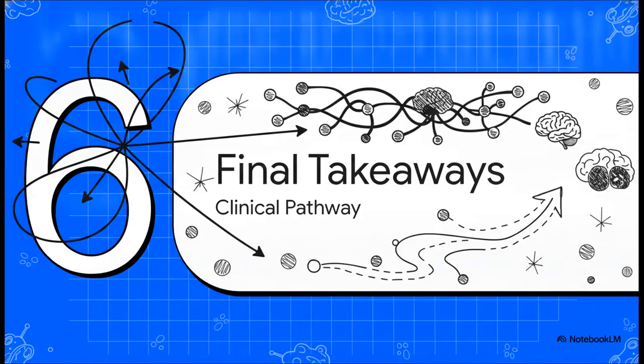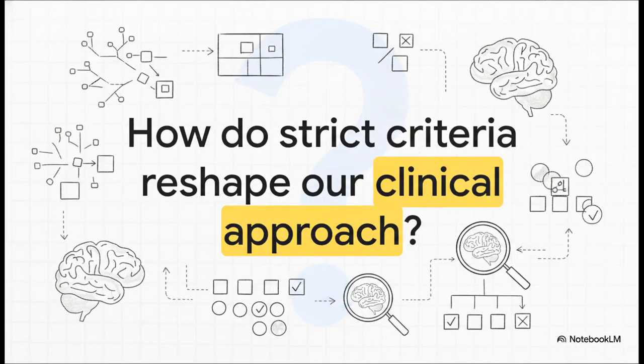Section 6. Final takeaways. Clinical pathway. As we wrap up, I want to leave you with this provocative thought. How do these strict criteria, the required core presentations, and the severe caveats regarding false positives fundamentally reshape how we approach demyelinating diseases? It really highlights the evolving, incredibly precise nature of neurological diagnosis today. We can no longer rely on broad assumptions. We have to lean on exact, evidence-based clinical algorithms to ensure our patients get the right diagnosis and the absolute best care.